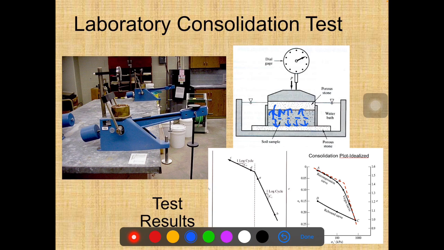Two-way drainage is much faster, right, compared to having porous stone only on the top. If this is not porous stone, the length of the drainage path would be longer, compared to halfway. So it is much faster to complete the primary consolidation. This is the graph that you have to plot based on the odometer test.